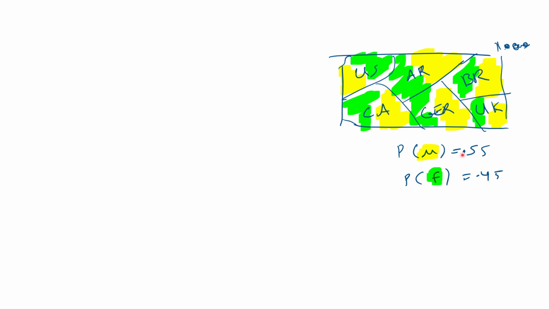It means 55% is male, 45% is female, and they are distributed among different nationalities. Okay, that's the sets that I have here. So the probability of US is basically this area divided by this total area, right?